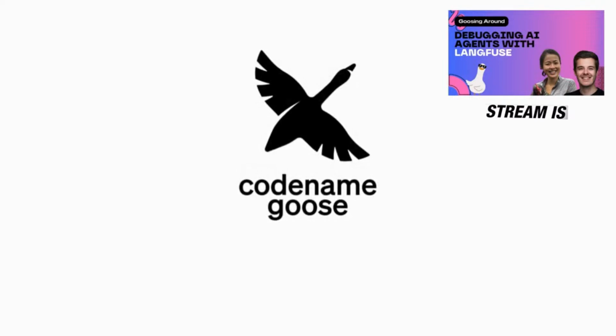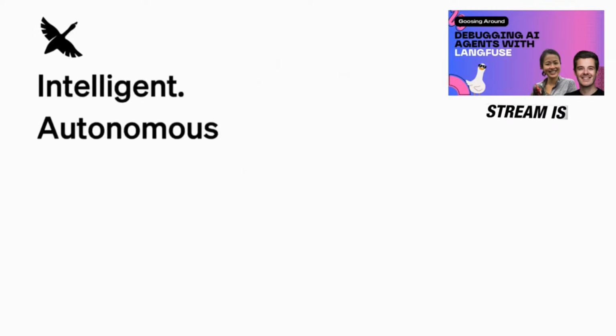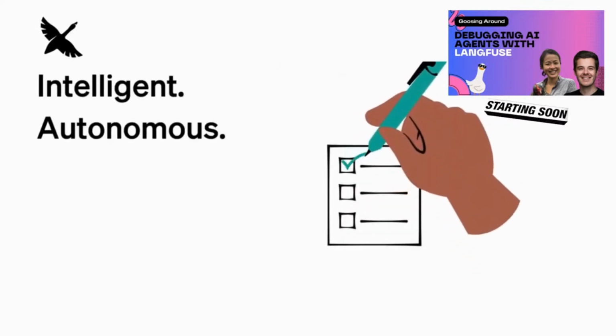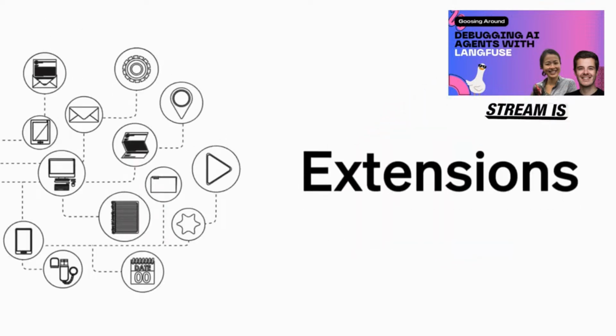Meet Codename Goose, your on-machine open-source AI agent. Built to automate your tasks, Codename Goose is an intelligent and autonomous agent capable of handling complex tasks thanks to its core features. Connect with apps and tools you already use with extensions.